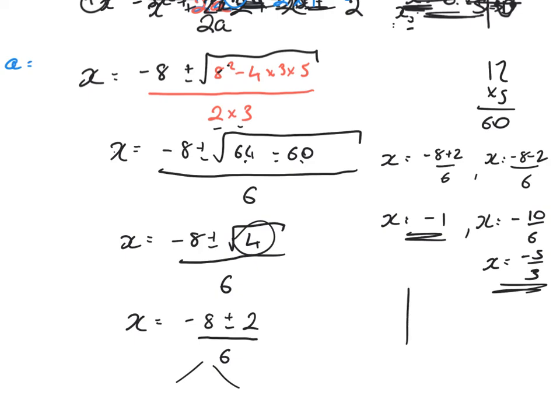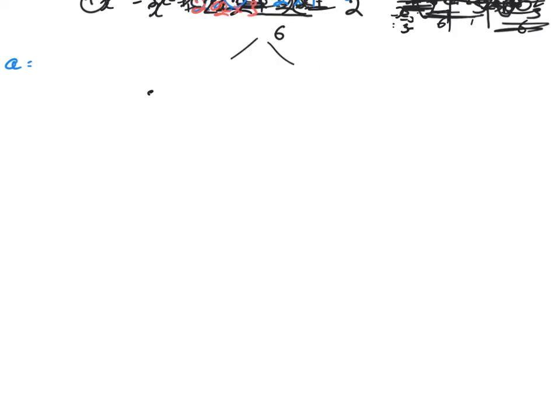So again, what does that mean? That means that we've got a root at minus 1 and a root at minus 5 over 3, which is a number which is just slightly more than minus 2. Okay, let's try this example 5.